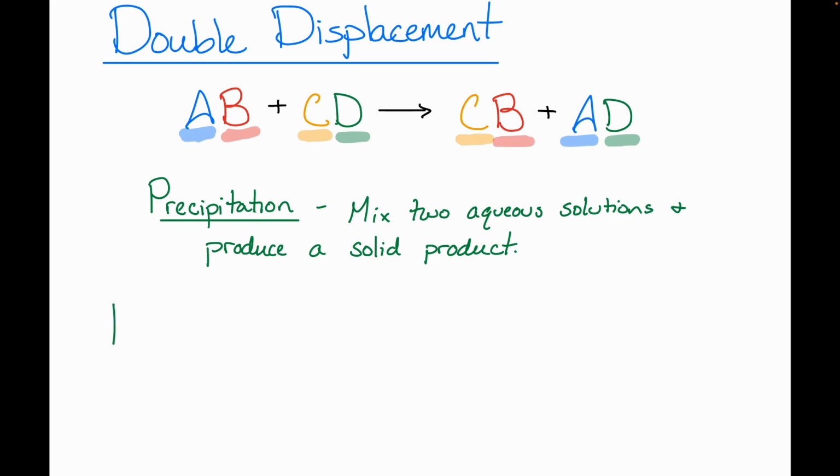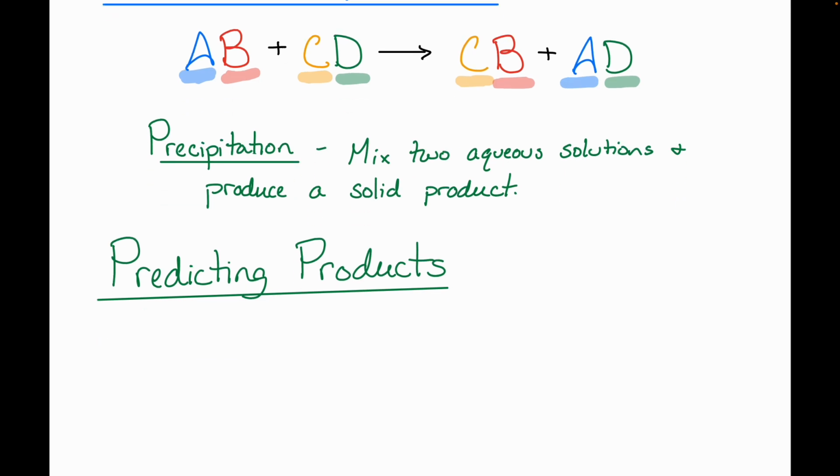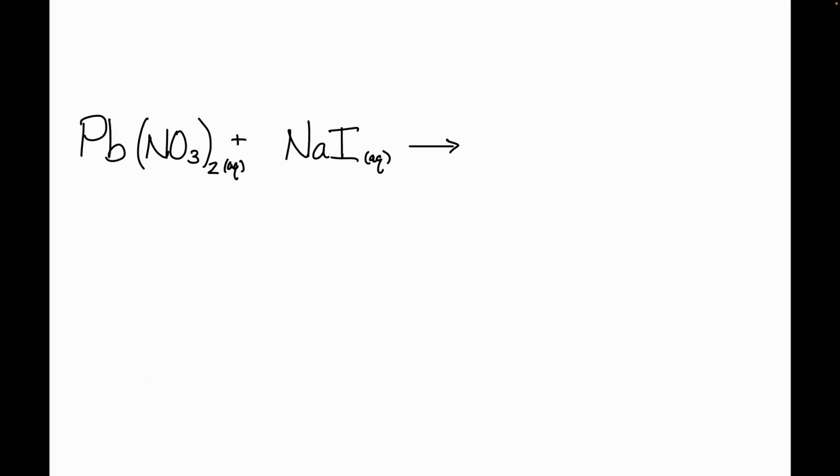So, predicting our products. I'm going to leave some space to make some rules here for predicting our products, but this is going to be our sample reaction. I'm giving you these two reactants. We're going to mix a solution of lead nitrate with a solution of sodium iodide.